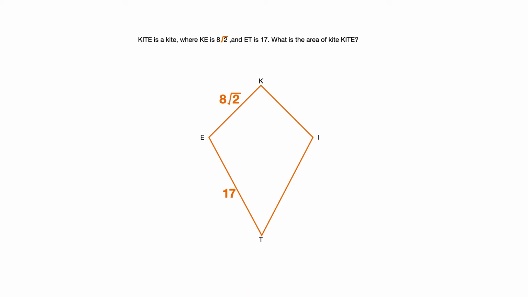Okay, anyway. So, KITE is a kite, where KE, the segment KE, is 8 square roots of 2, and ET is 17. Okay, so what is the area of kite KITE? Okay, so I'm just going to do another animation. So, here we go.